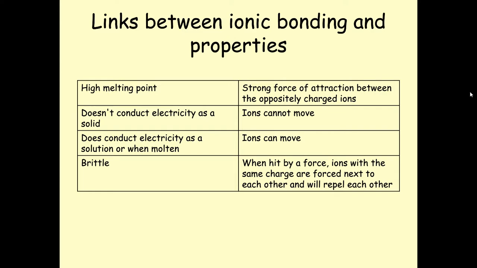And then the last property that we need to be able to explain is that ionic compounds are always brittle, which means if you hit them, they will fall apart easily. And that's because if you think about the repeating patterns of oppositely charged ions, if you hit that with a force, then ions with the same charge will be forced next to each other. And if you've got two positives next to each other, they're going to push apart. And if you've got two negatives next to each other, they're going to push apart. So because like charges repel each other, if you hit it with a force, the like charges tend to line up, and then they will repel each other and be forced apart.